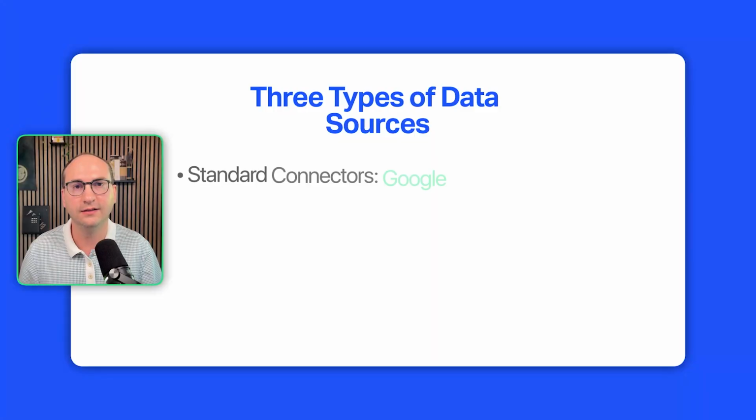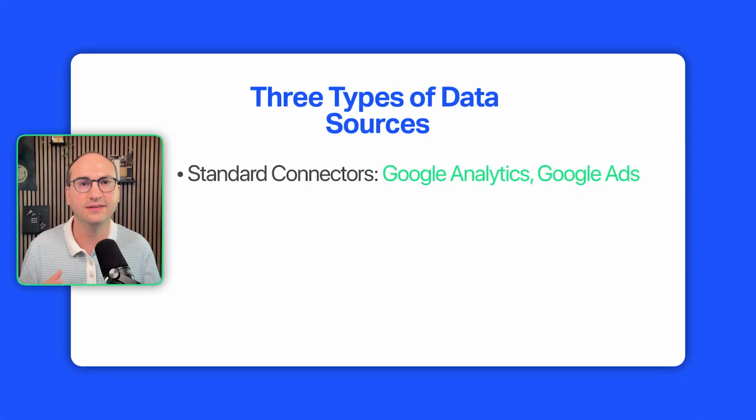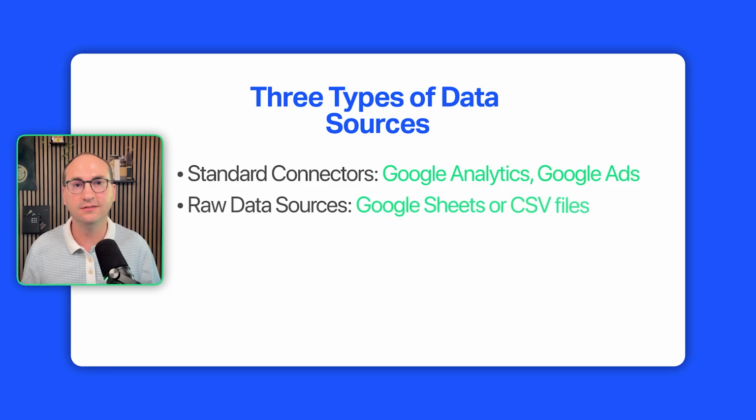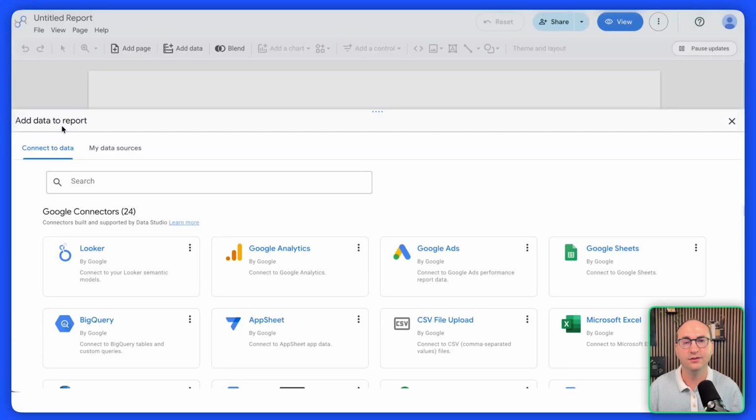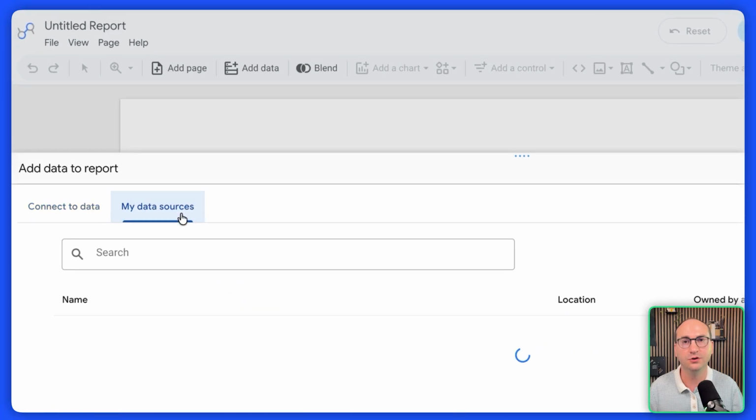And that information itself is going to be in one of these 3 connectors. So Google Analytics, Google Ads, they're all kind of a standard connector that is part of the tool. You'll have basically raw data. So that could be in the form of Google Sheets, that could be in a CSV format. And then the third is a third-party connector like Supermetrics, or in our case, we're going to be using funnel.io. So when you're looking at this area, you can connect it per report when you start it, or you can just go into your pre-selected.